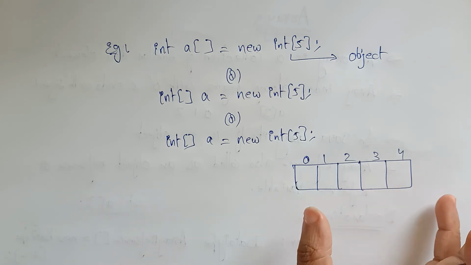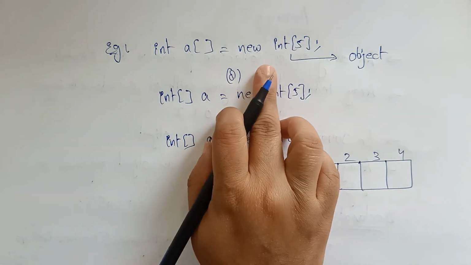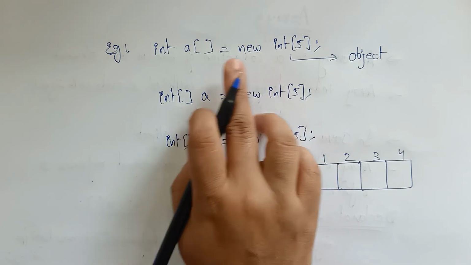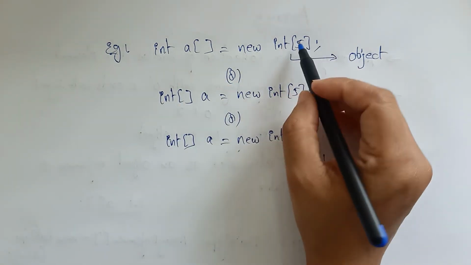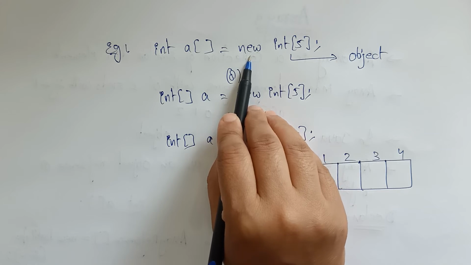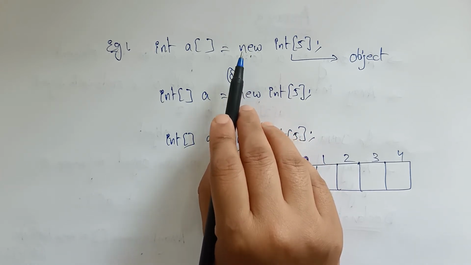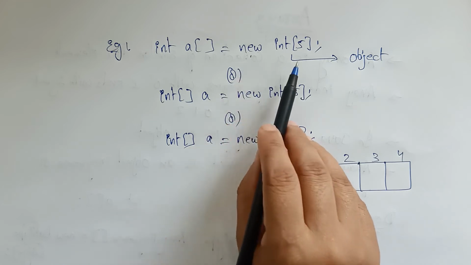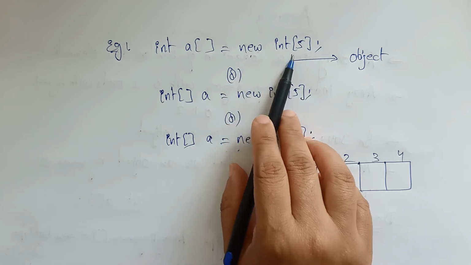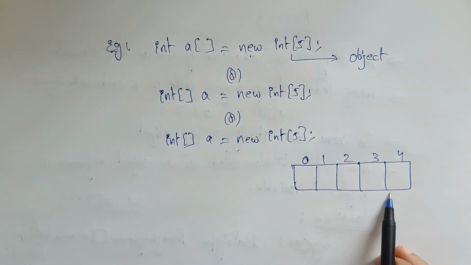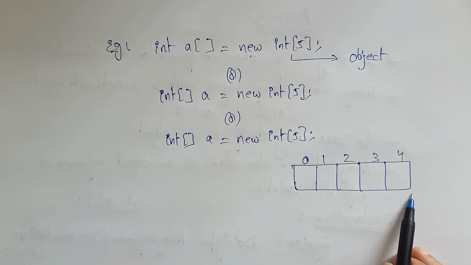Okay, so the right side is always executed first, then the left side. First execute the right side. Whenever new allocates memory, new is an operator, it allocates the memory. So how much memory is allocated? Of size 5. It allocates a memory of size 5.